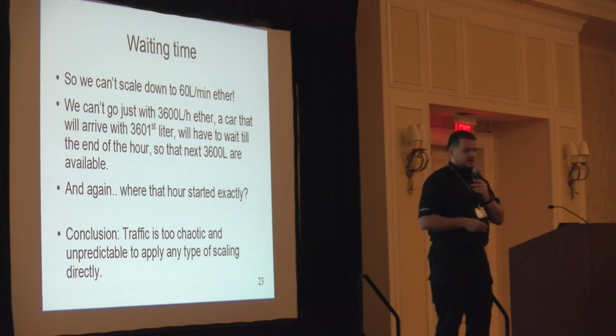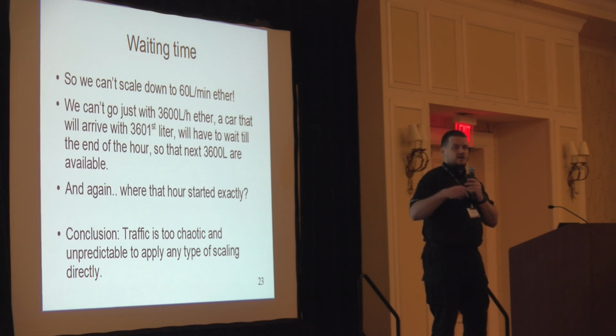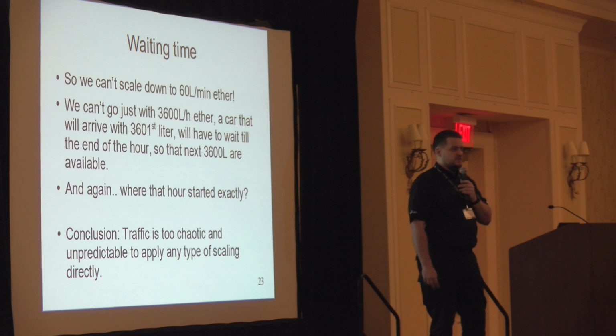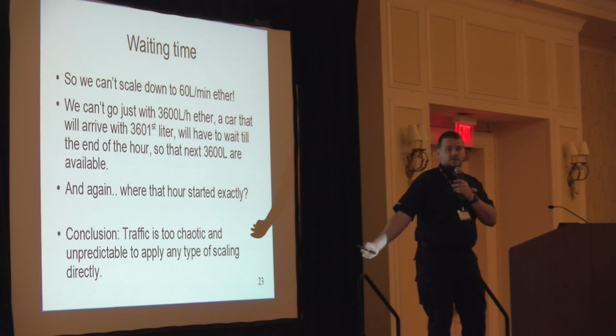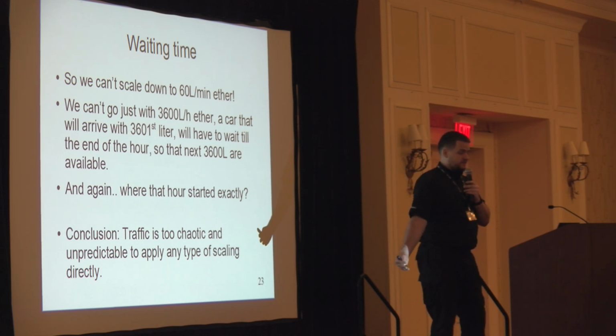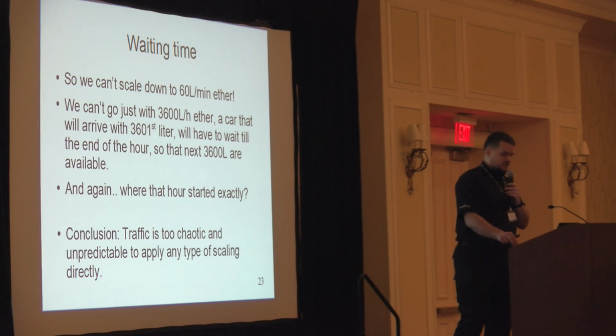3,600, and then the next unlucky car that has this 3,601st liter will have to wait for the next hour for the next 3,600 to start. So it will be very, very bursty, and that guy probably will jump out of the clip waiting for an hour to get in the tunnel that has been empty for minutes and so on. And again, as I previously showed, you don't know where that hour actually starts from that perspective. So the conclusion is very simple. I think I illustrated quite nicely that traffic is too chaotic and unpredictable to apply any type of scaling directly.